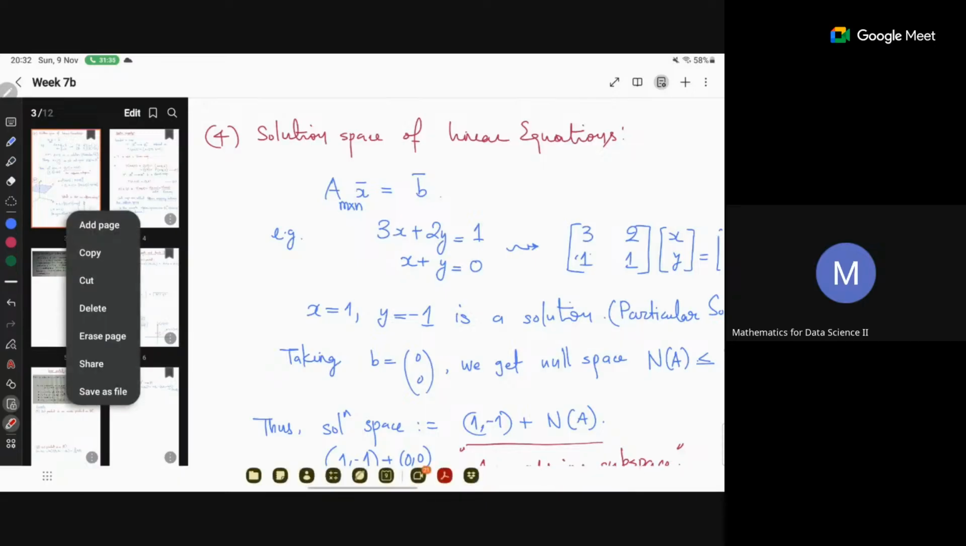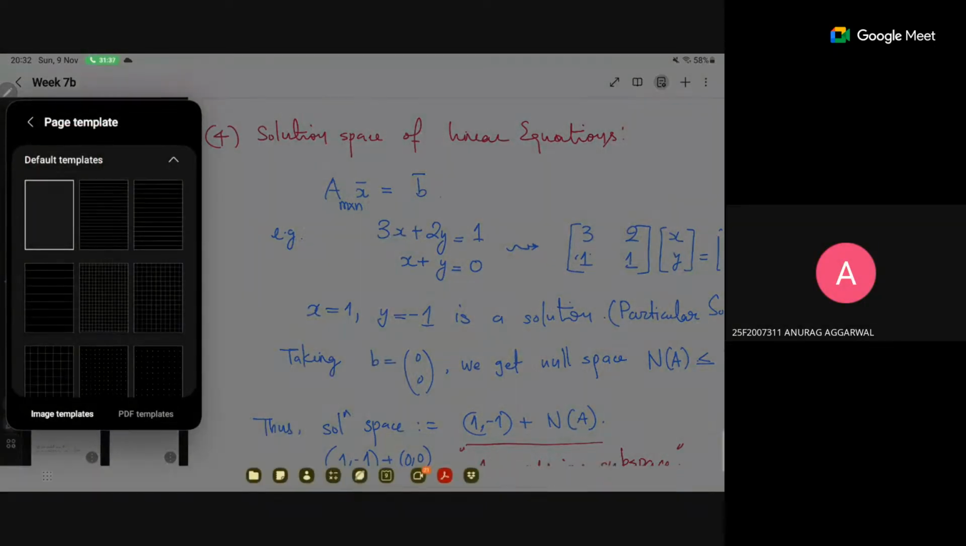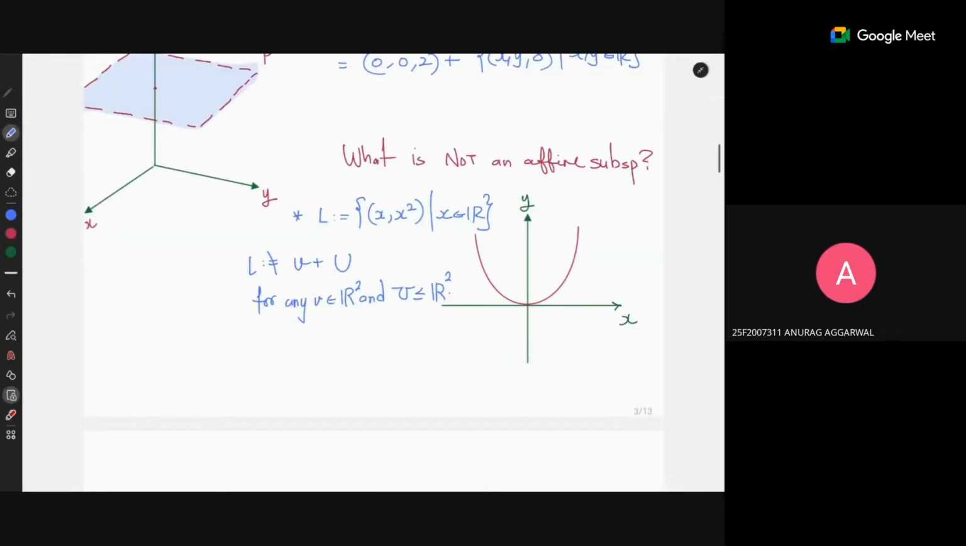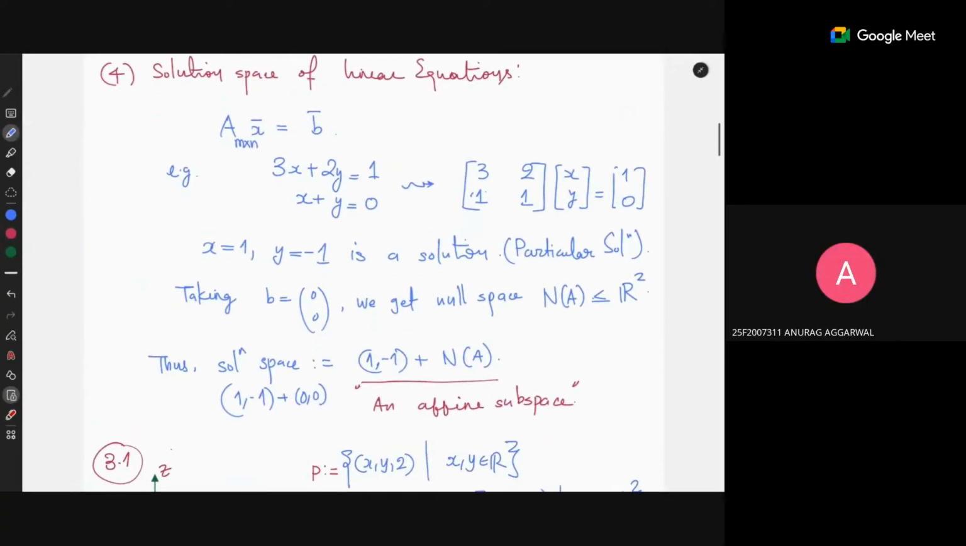So 3x plus 2y equal to 0 and x plus y equal to 0. This has infinite solutions? Can it have? Oh, one minute. Okay. No. So can you give an example where it has infinite solutions and the other also has infinite solutions?